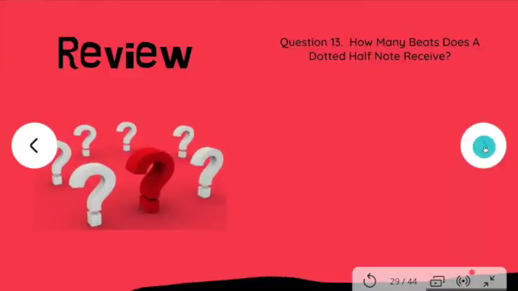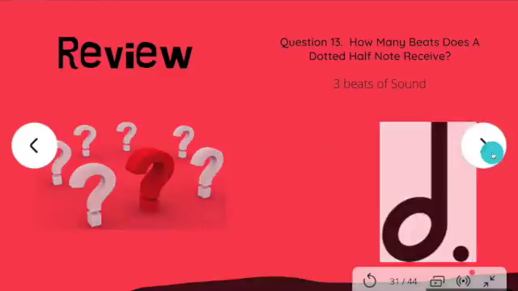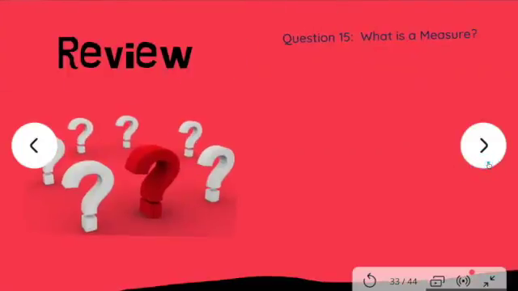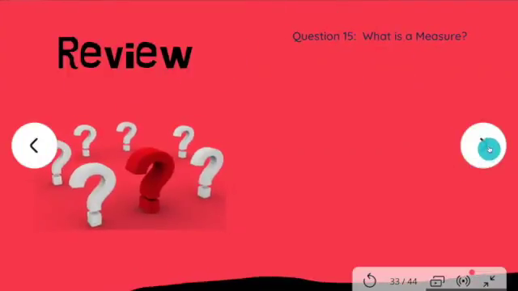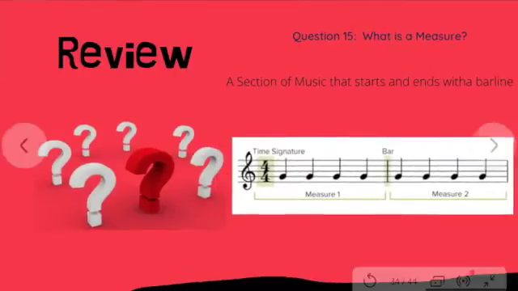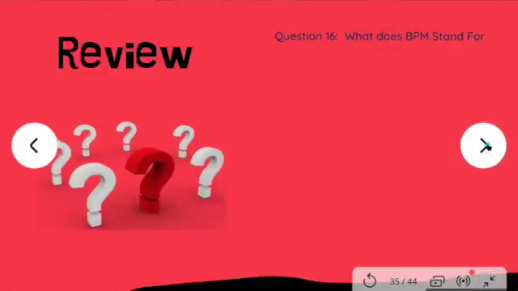How many beats does a dotted half note receive? A dotted half note receives 3 beats of sound. It's a half note, and then you have to draw the little dot. Number 14, how many beats are in a 3/4 measure? Well, the answer is 3. What is a measure? Well, we've already answered that. I think the question should have been, how many beats are in a 4/4 measure? And that would have been 4.